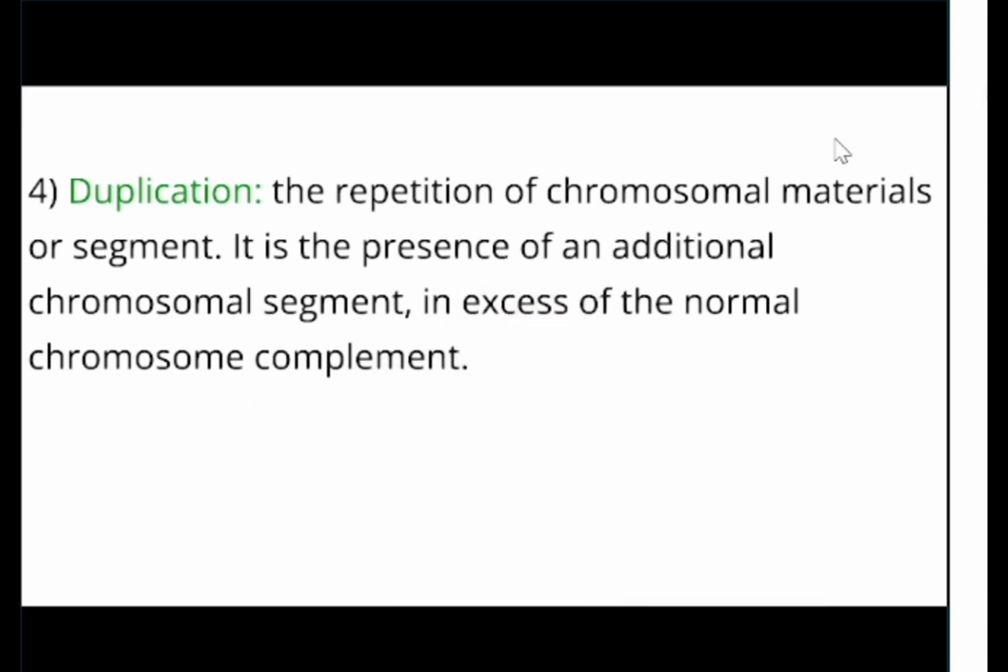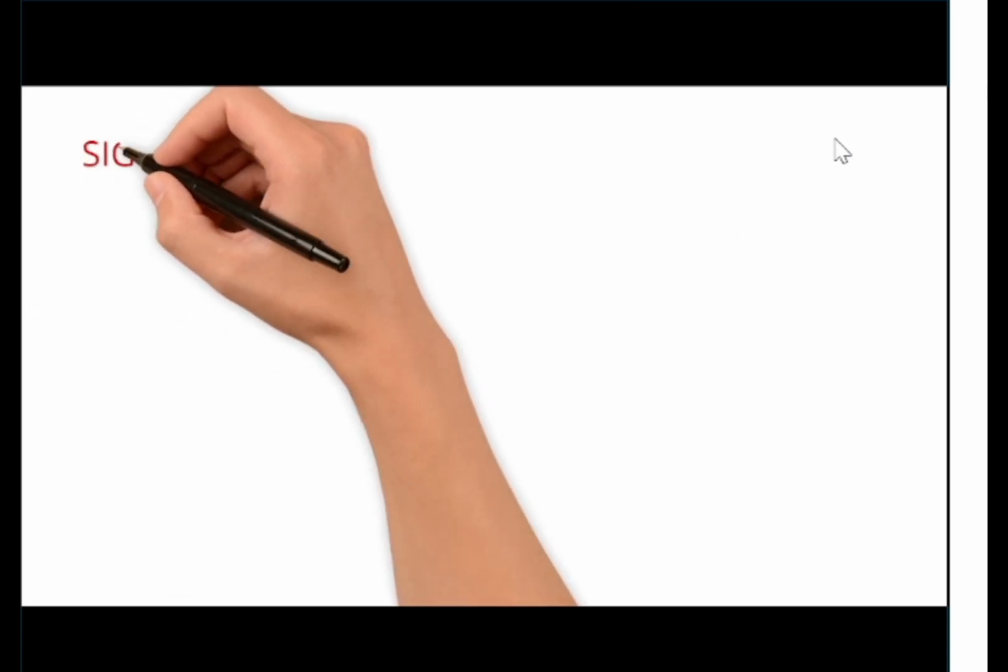So having seen this, you can see that chromosome mutation can be in the form of translocation, can be in the form of inversion, it can be in the form of deletion, it can also be in the form of duplication. So these are the types of chromosome mutation. All right. So we'll now move into the significance of chromosome mutations.